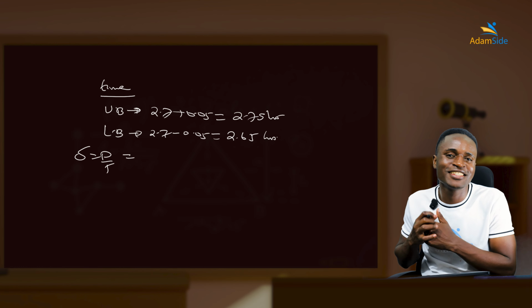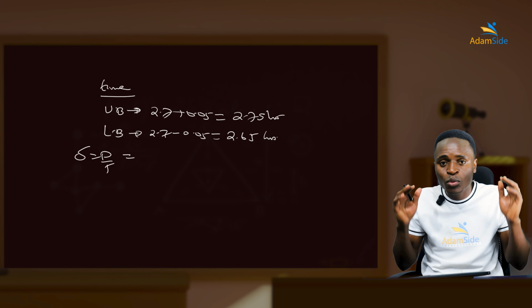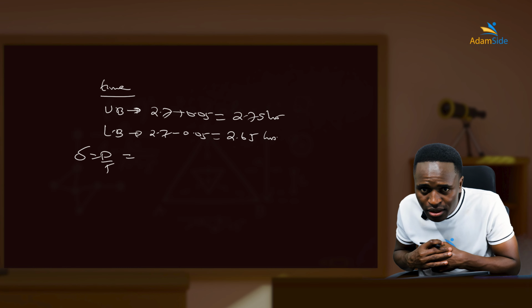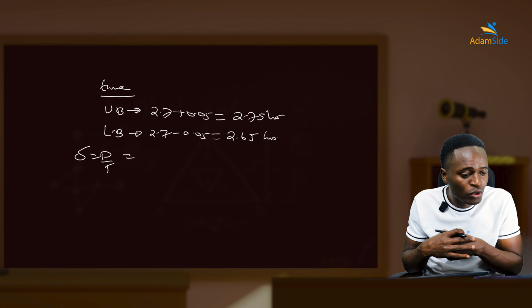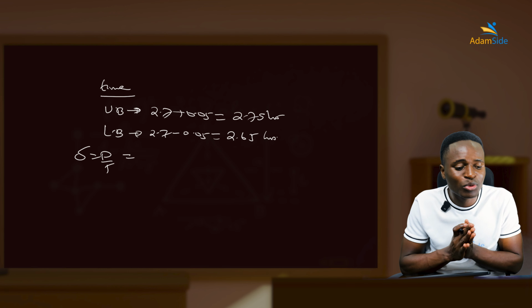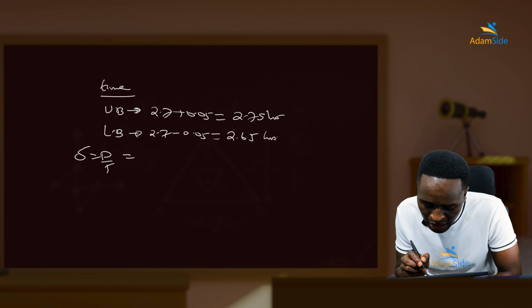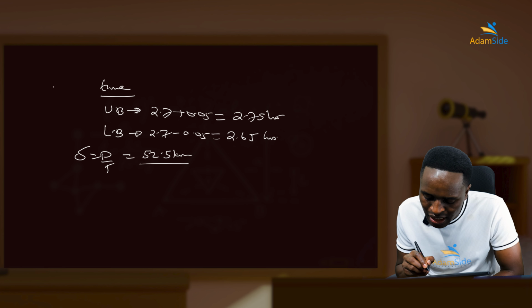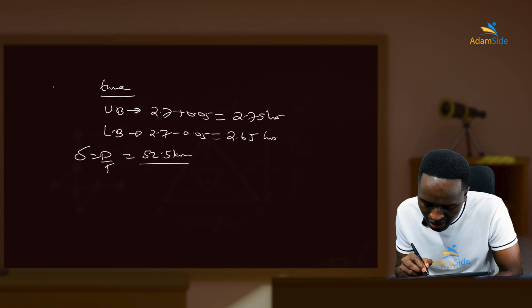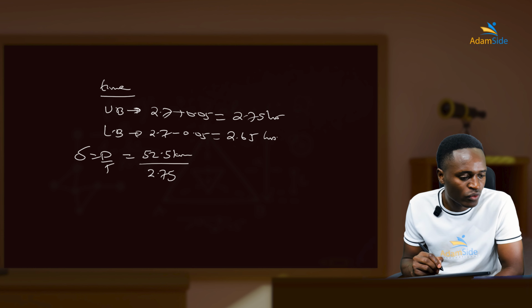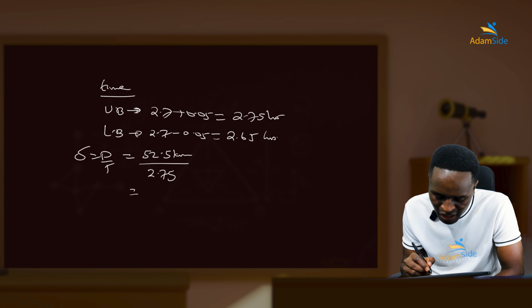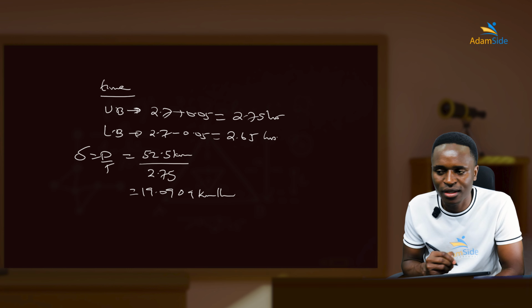That's where the trick is, dear candidate. To find the smallest average speed, you need to find the smallest possible distance with the largest possible time. Therefore, we'll take the smallest possible distance, which is 52.5 kilometers, divided by the longest time taken, 2.75. Using your calculator, you get 19.09 kilometers per hour.